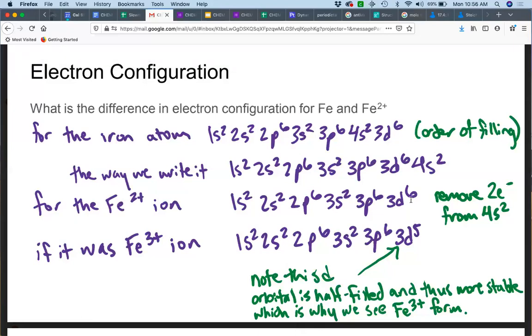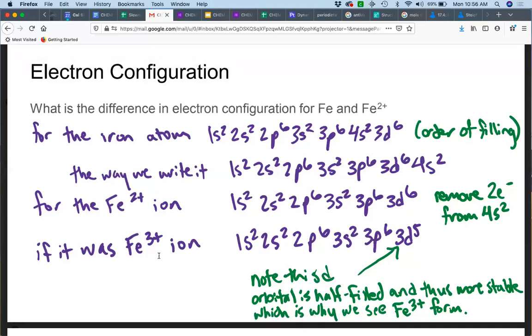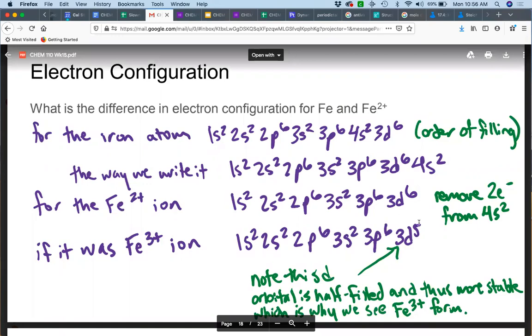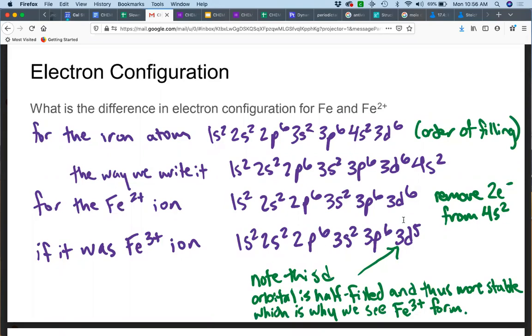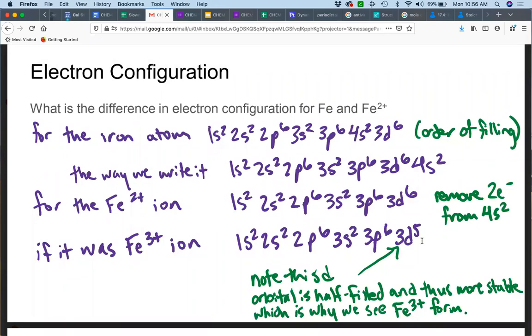Now some of you might be wondering, but wait a minute, Sloan, I know that Fe can also form the 3+ ion. What happens then? Well, I take my electrons still from 4s2, those are 2 electrons, and then I take my 3rd electron from 3d6, so it becomes 3d5. The reason why it's common to see Fe3+ is because 3d5 is a half-filled d orbital. So that's a pretty stable orbital, which is why we commonly see Fe3+.